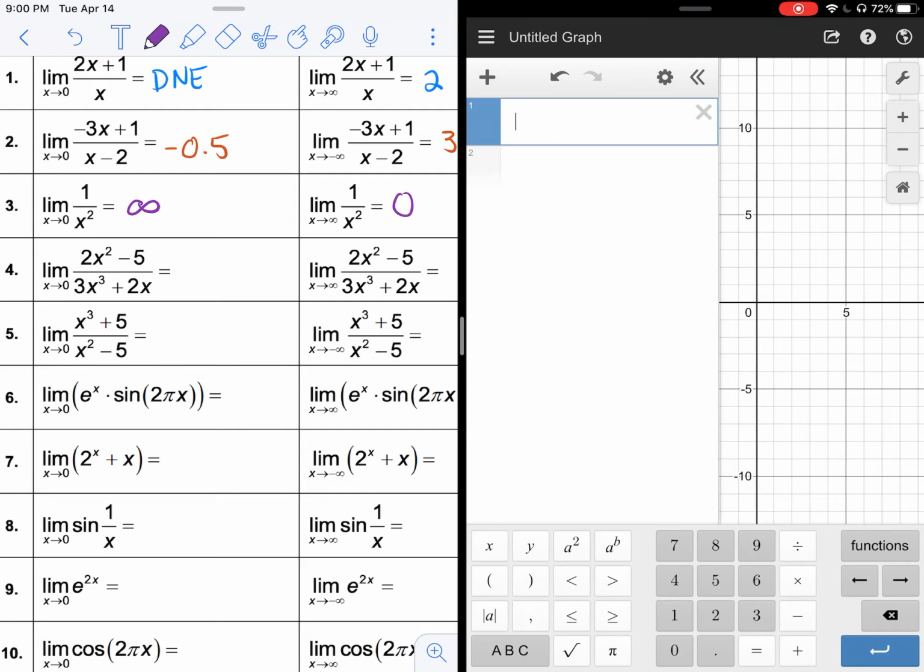Let's, yeah, this one looks good. Let me put my fraction bar in first. 2x squared minus 5. Oops, that's not minus 5. Hold on. Minus 5 over 3x cubed plus 2x. Okay.